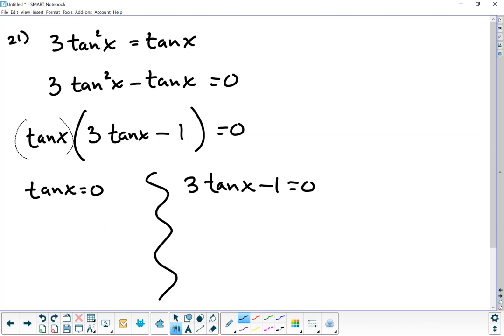I'm going to go ahead and solve the second one. So we add 1, so 3 tangent x equals 1. Go ahead and divide by 3, so it'll be tangent x equals 1/3.